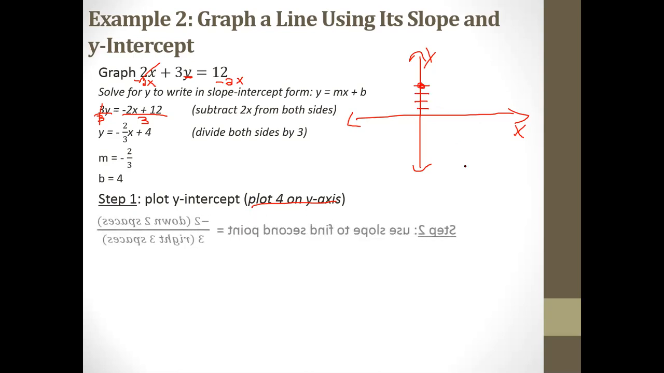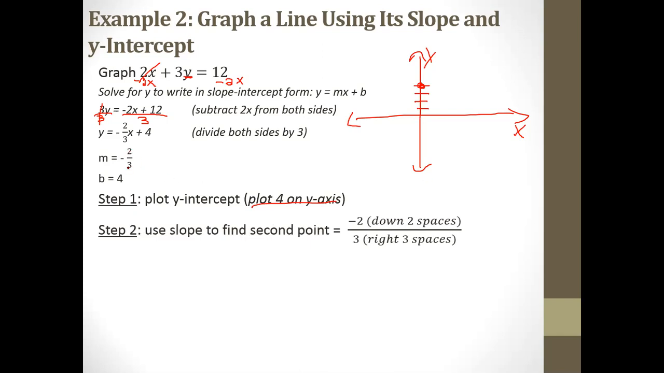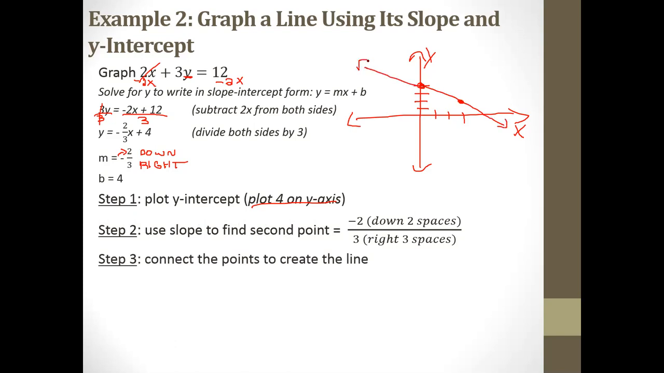Next, we're going to use our slope to find a second point. This time our slope is negative. We got negative 2/3. That negative we're applying to the numerator. So that means we're going to go down 2 spaces, and 3 in the denominator tells us to move right 3 spaces. So starting at our y-intercept, we're going back to 4 on the y-axis. We're going to move down 2, right 3. 1, 2 down, and then right 1, 2, 3. So we went down 2, right 1, 2, 3, plot the point, and then we will connect those 2 points to create the graph of the line.